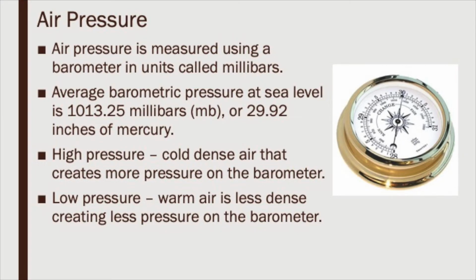Air pressure is measured using a barometer in units called millibars. Average barometric pressure at sea level is 1,013.25 millibars, or 29.92 inches of mercury. High pressure is cold, dense air that creates more pressure on the barometer, and low pressure is warm air that is less dense that creates less pressure on the barometer.